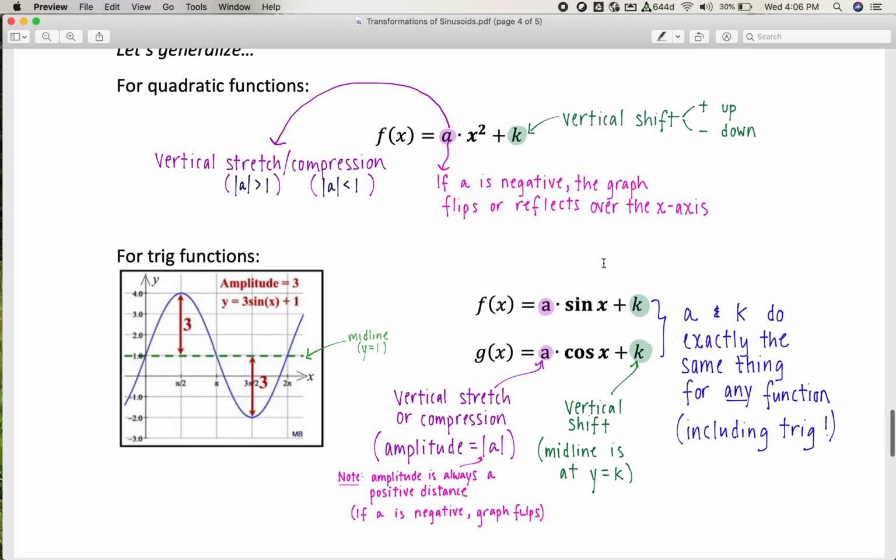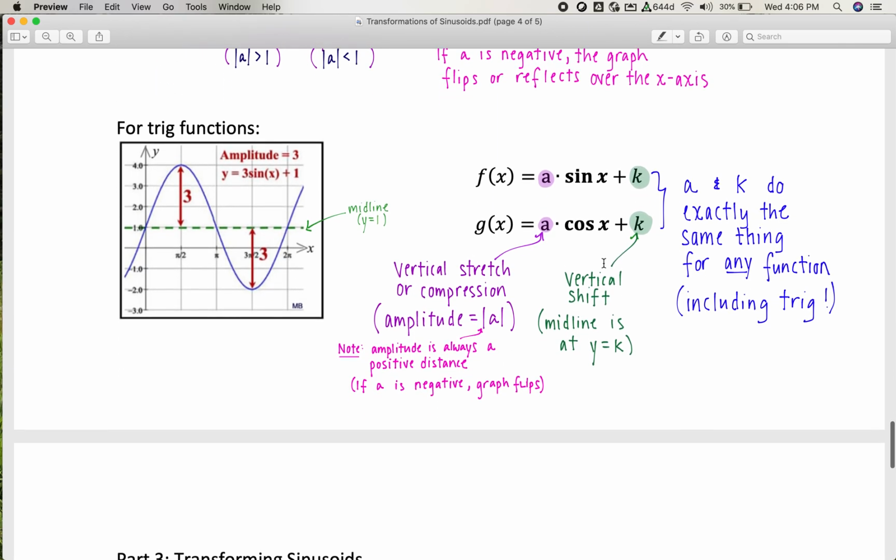When we talk about trig functions, the good news is that the a and the k value do exactly the same thing. And it's actually true for any function, no matter what shape the original graph is. If we put a number at the beginning, it will always vertically stretch or compress the graph. And if we add or subtract something to the end, it will always shift the graph up and down the y-axis.